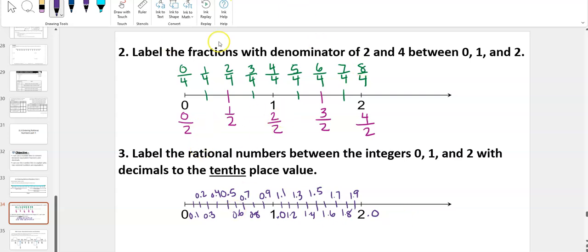So when you did the fractions up here, you should have evenly divided each whole into 2 halves. When you did the fourths, you would have divided each whole into 4 equal chunks. And then when you do tenths, you would divide each whole into 10 even chunks. That's where our rational numbers are.